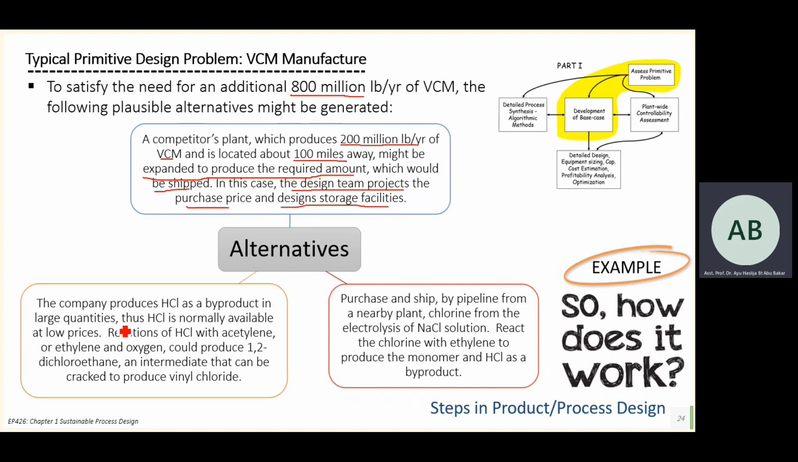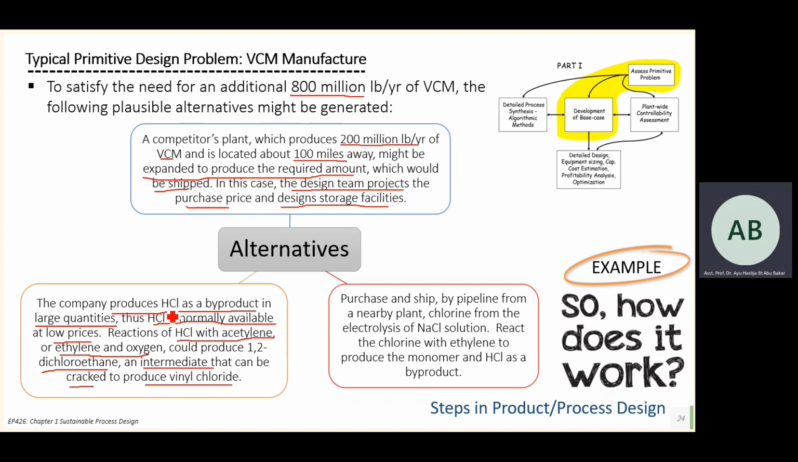Next alternative, the company produces HCl as a byproduct in large quantities. Thus HCl is normally available at low price. Reactions of HCl with acetylene or ethylene and oxygen could produce dichloroethane, an intermediate that can be cracked to produce vinyl chloride. Your main product is VCM.